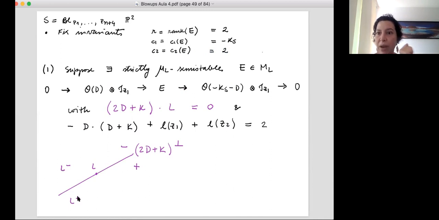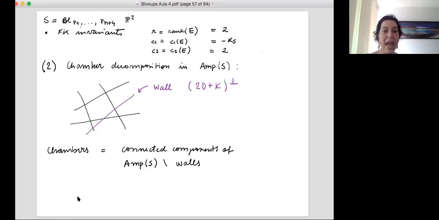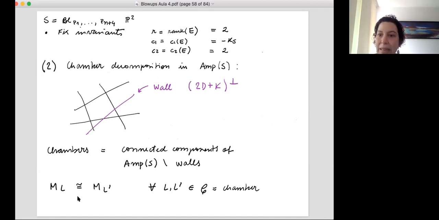Whenever I have these numerical constraints, I take such a wall. So I take all these walls, and now I define as a chamber the connected component of the ample cone minus the walls. This is what I call a chamber. This is the general theory: whenever I have two ample line bundles, L and L prime, in the same chamber, they will define the same moduli space.